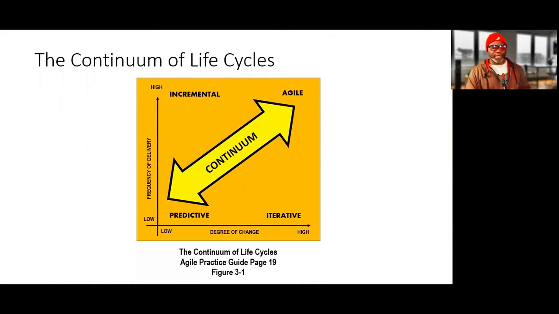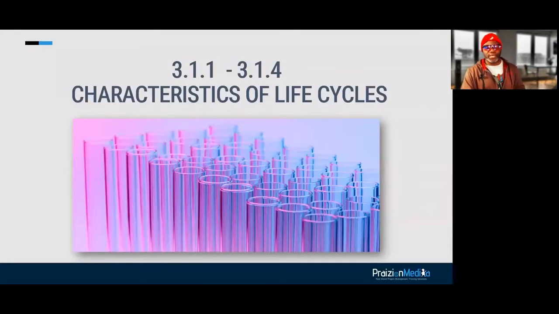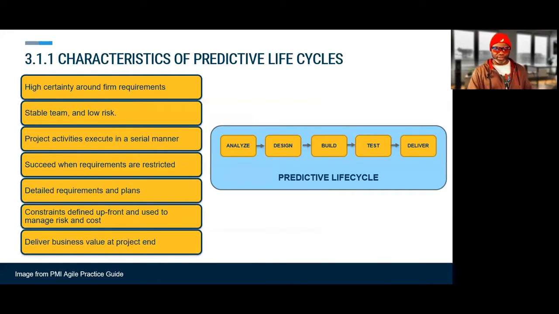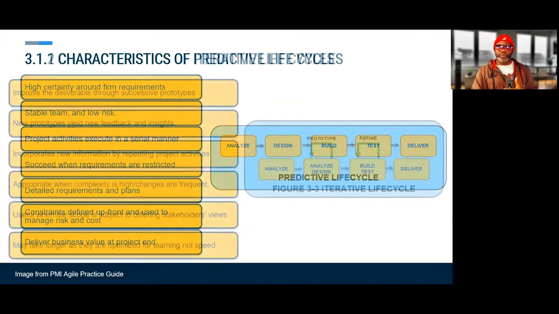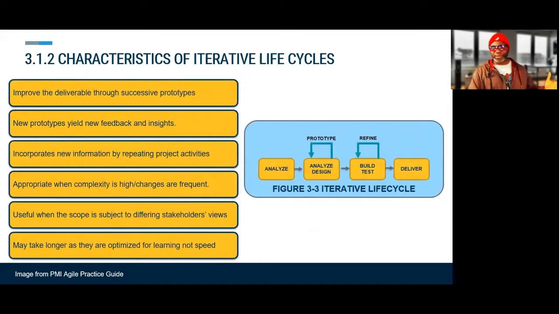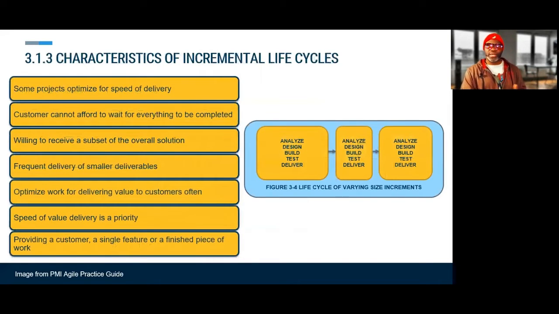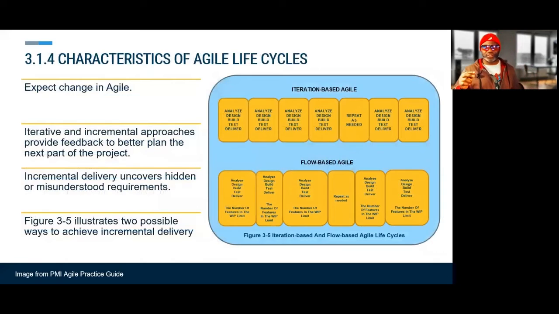Going into chapter 3, I'm going to give you the skinny of chapter 3. The skinny of chapter 3 is that we've got predictive life cycles where things are done linearly. We've got iterative life cycles where we've got feedback loops. We repeat until correct. We've got incremental life cycles. And in these, you can see that we've got varying sizes of increments. We've got two types of Agile life cycles to talk about. We've got iteration-based Agile and we've got flow-based Agile. Iteration-based Agile, you can see the cadence has made all of those iterations the same size, but in flow-based Agile, you can see that the sizes are of different lengths, different cadences in that world.